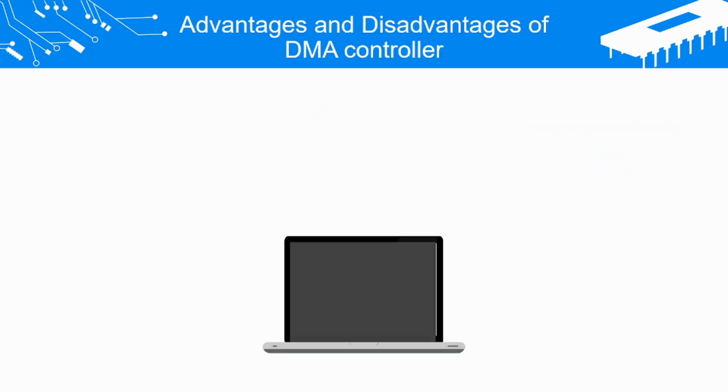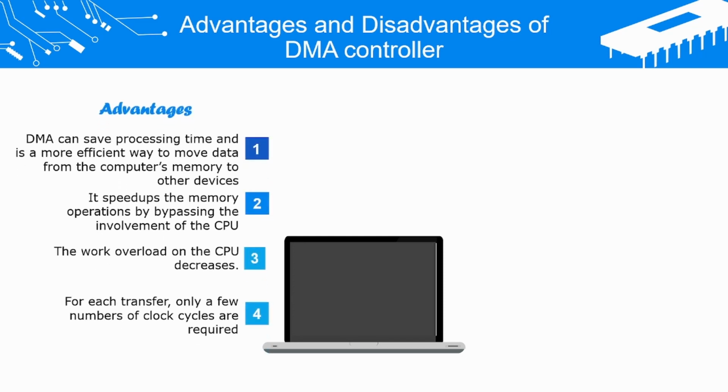So let's look at the advantages and disadvantages of the direct memory access controller. First we will see the advantages of it. Direct memory access can save time and it is an efficient way to move data from memory to other devices. Next, it speeds up the memory operation by not having the CPU involved. The work of the CPU significantly decreases. For each transfer, only a few clock cycles are required.